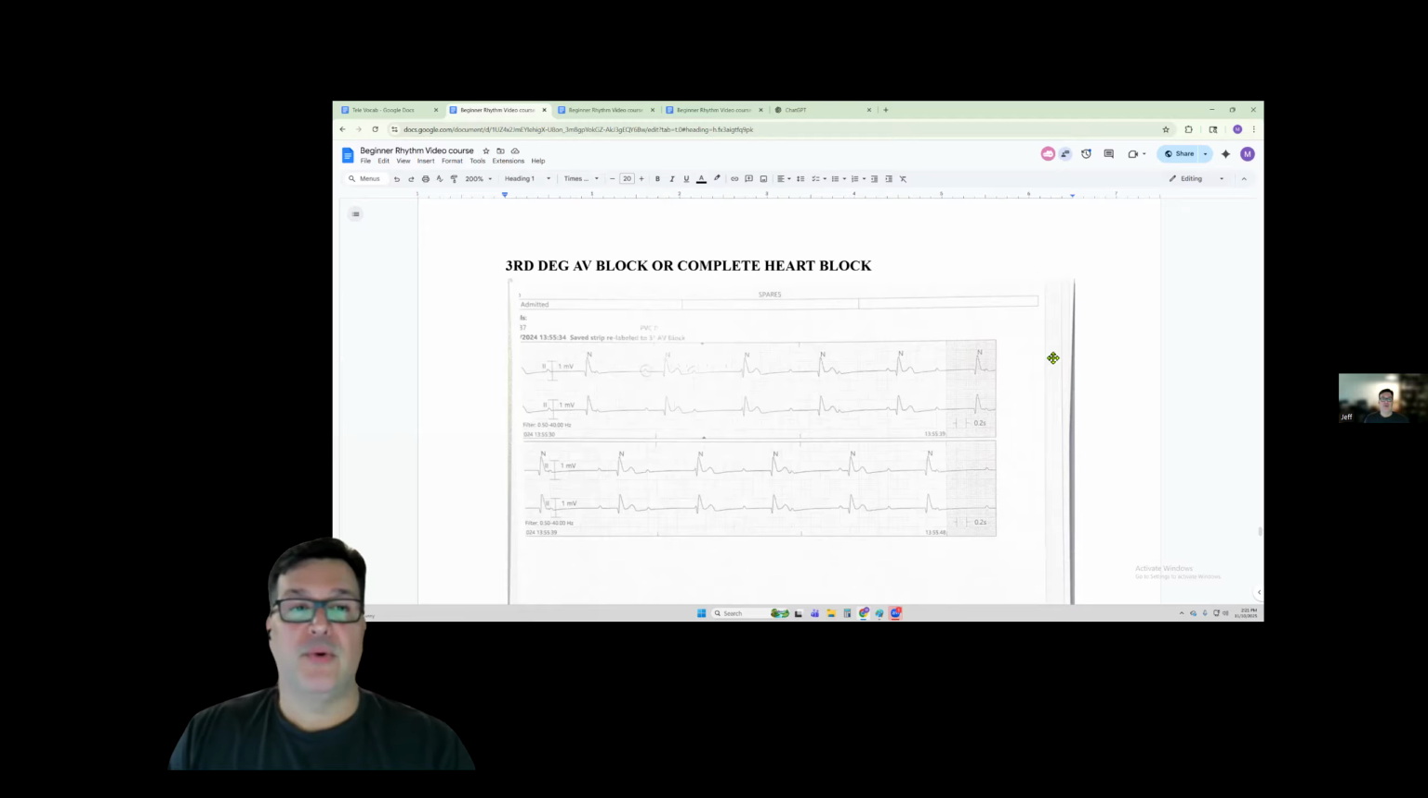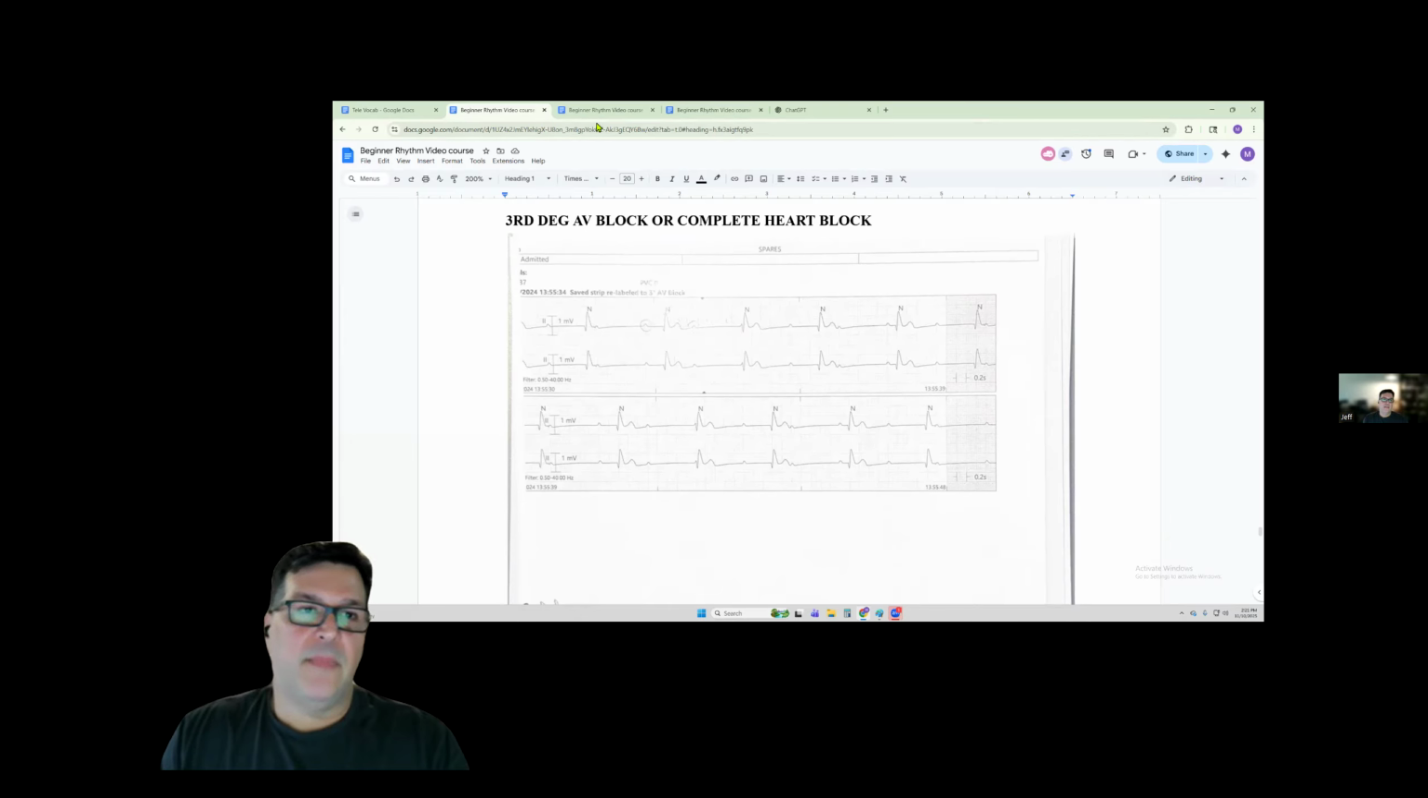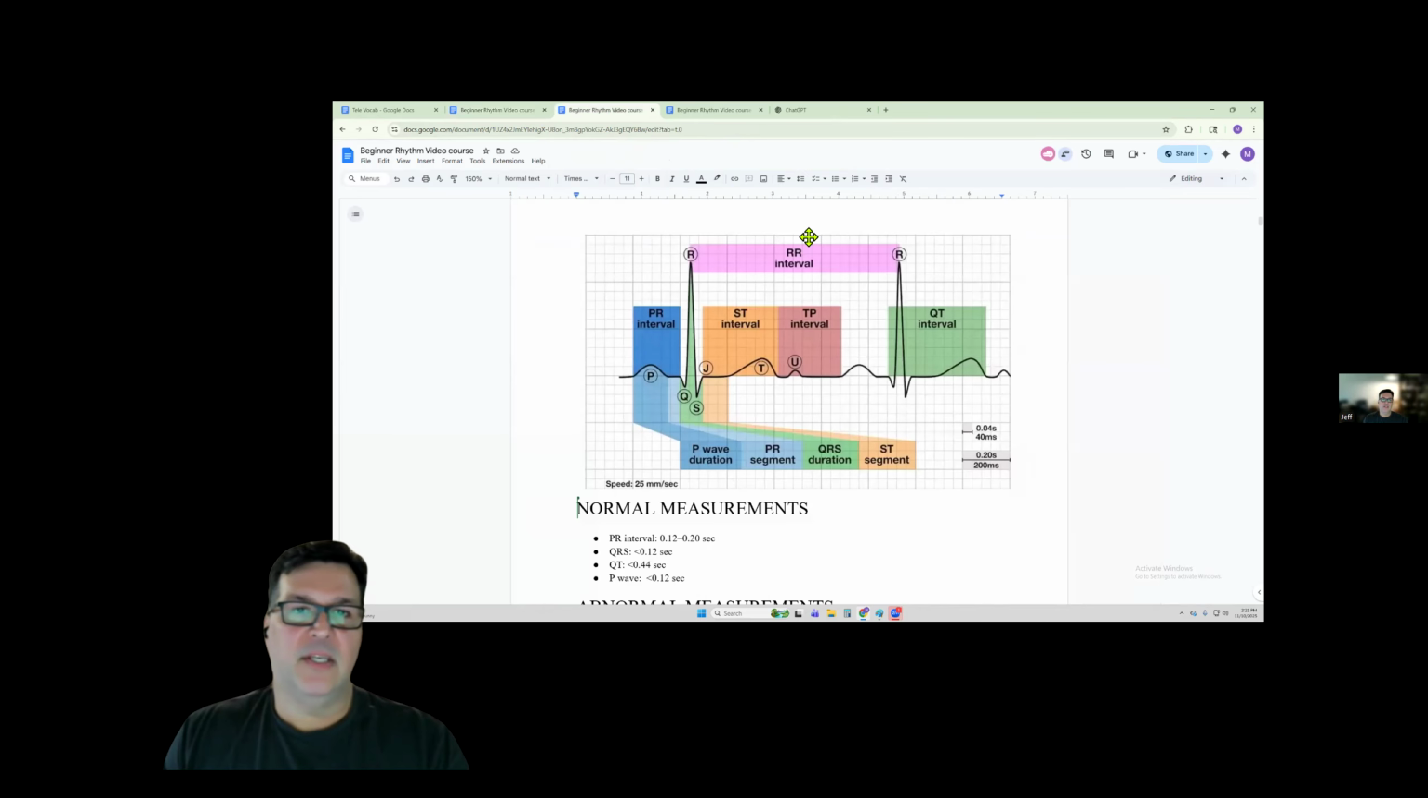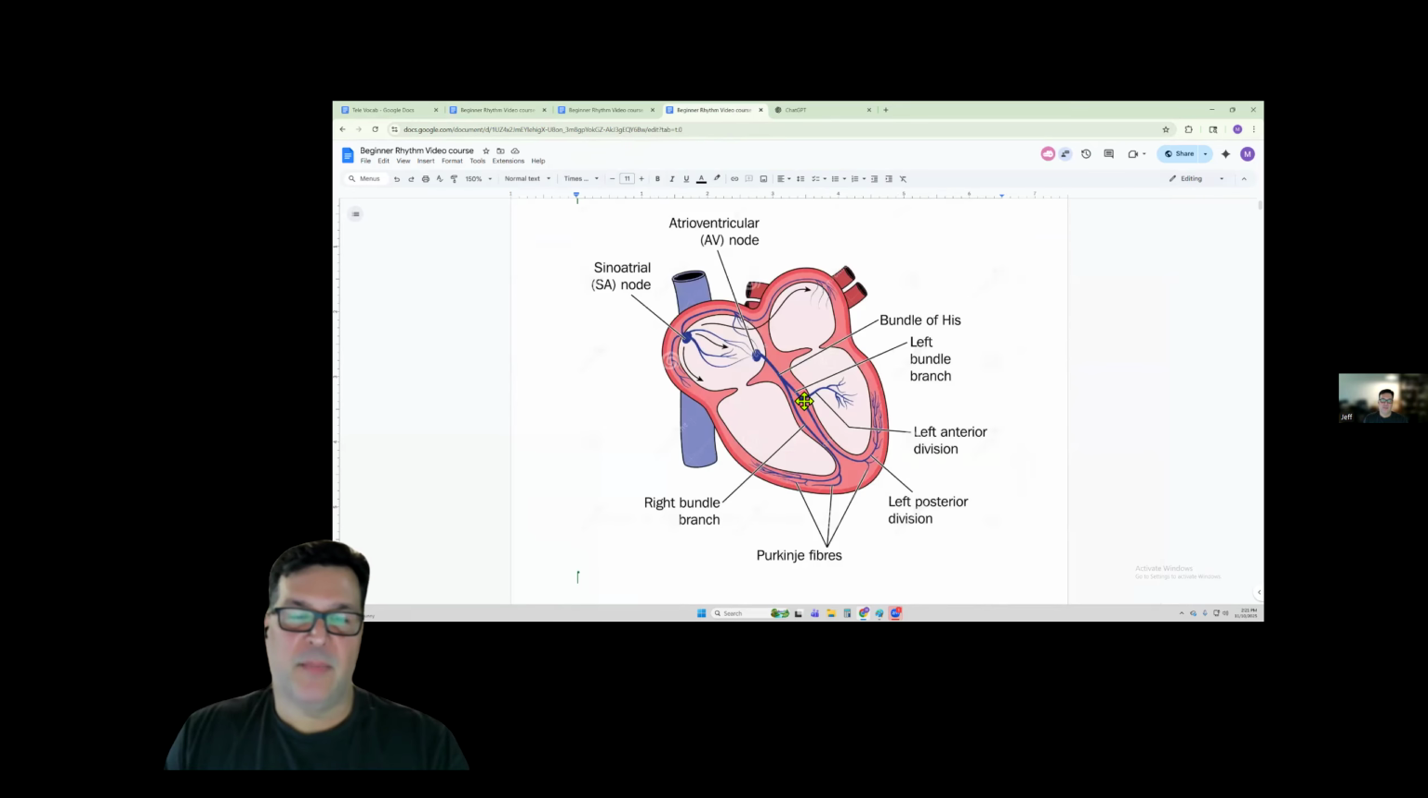So, third degree AV block, or what's called a complete heart block, is using the same mechanism as a second degree type 2, where you have this problem in your bundle branch area that sporadically, randomly just blocks a beat. It now is completely not letting any beats go through. It's completely blocking the AV node, so there's no communication between the atrial and the ventricle chamber.